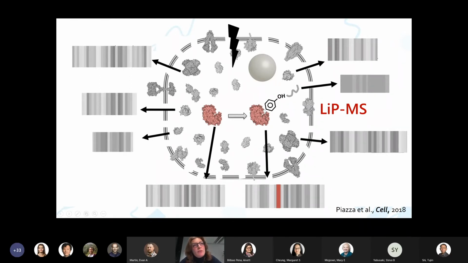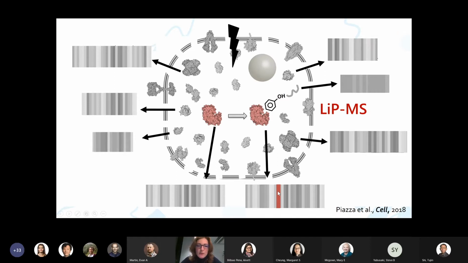Our idea was, if a small molecule binds a protein, maybe it triggers a conformational change, maybe not, it just binds there, it sticks to the protein, but still it should hinder proteolytic digestion or accessibility at the binding site. So minimally, we would expect to see a change at the binding site.